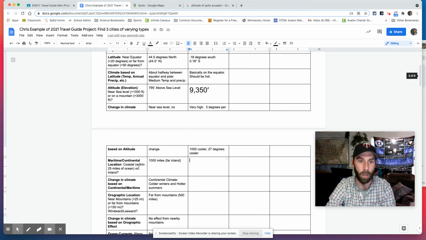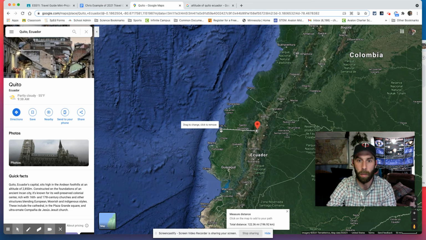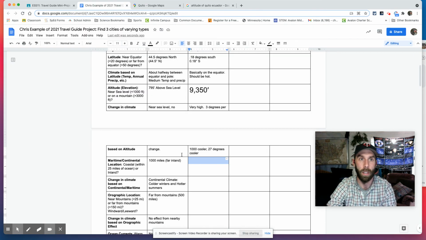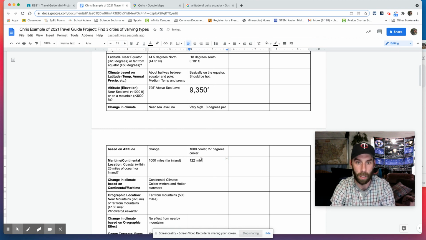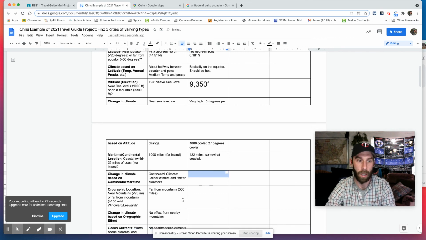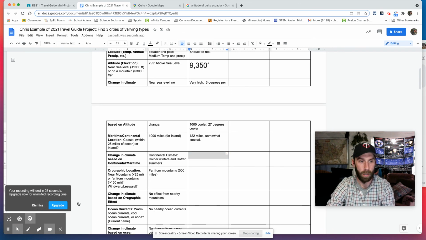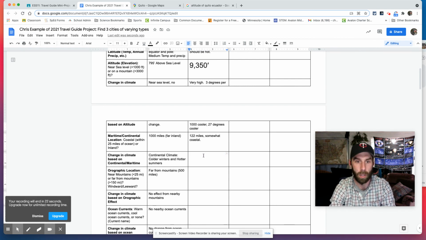Okay, so is it within 25 miles of the ocean or is it inland? This is what I measured on the map. I got about 122 miles. So 122 miles, somewhat coastal. Since it is somewhat coastal, its temperature is possibly moderated by the ocean. So it's not right on the coast, but it's 122 miles from the coast. There's probably some moderation going on there.